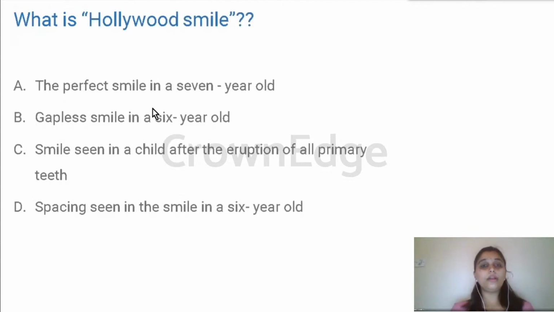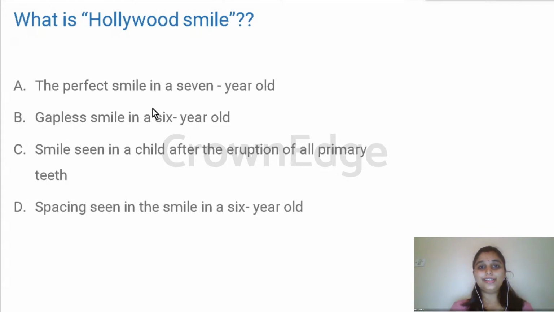Okay, what is Hollywood smile? This is a term that has come into use very recently. A. The perfect smile in a 7-year-old. B. Gapless smile in a 6-year-old. C. Smile seen in a child after the eruption of all primary teeth. What is Hollywood smile?